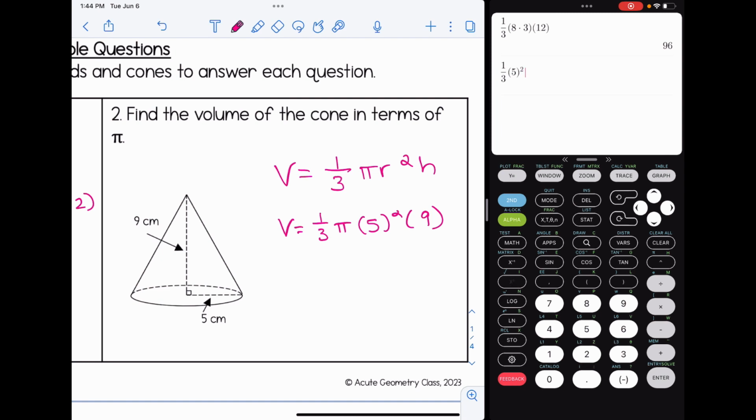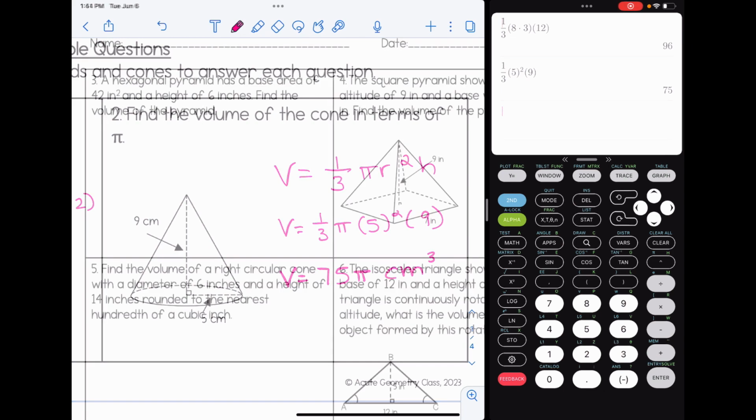Okay, so the 1/3 gets typed in, the 5 squared, the 9, and I get 75. But our answer, since it's in terms of pi, will be 75 pi centimeters cubed. The reason this is done is so that we don't have to round. If you think about pi, it's an irrational number. You're going to get a decimal every time. This gives us an exact volume of the cone.